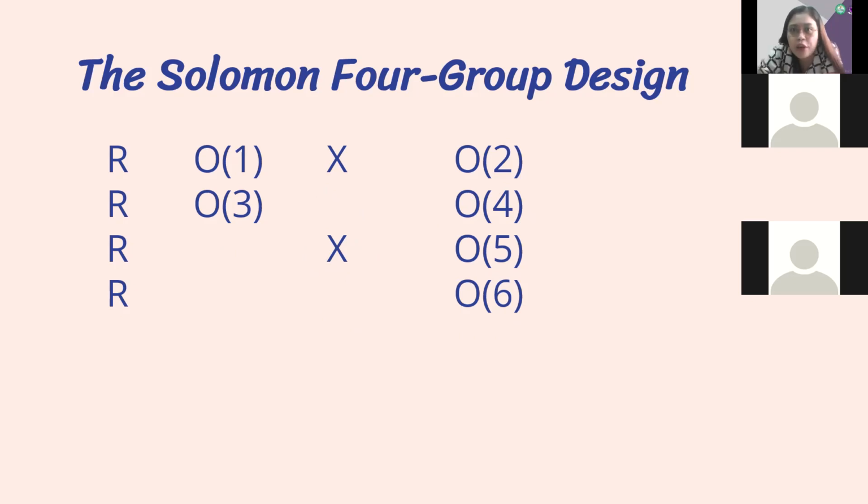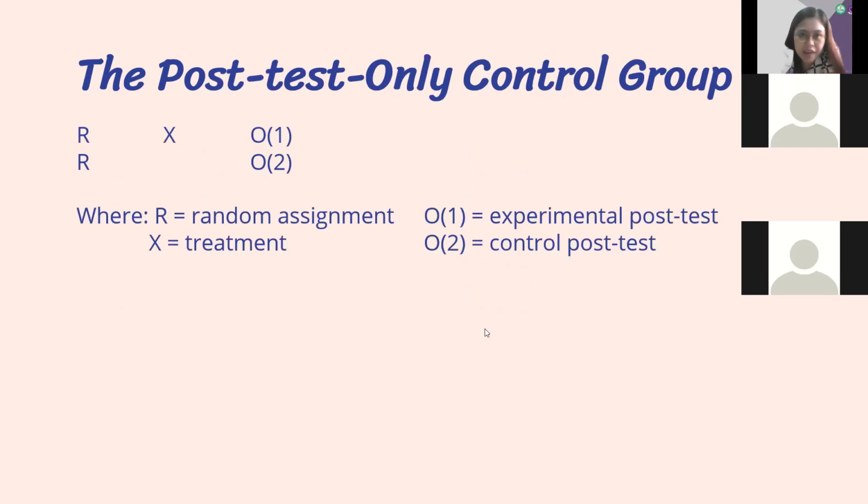So sa last, mag-check ka pa rin ng sugar kung sugar ang hinahanap mo. This is a Solomon 4 group design. So yung X ay treatment yan. Yung mga O, test yan siya. Kung dito siya, pre-test. Kung dito sa last, post-test. Solomon 4 group design ang tawag niyan.